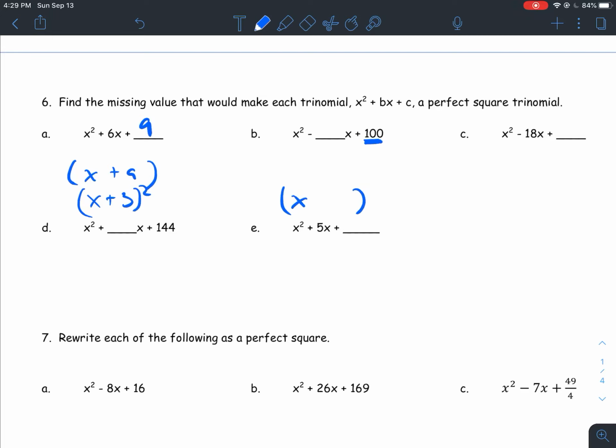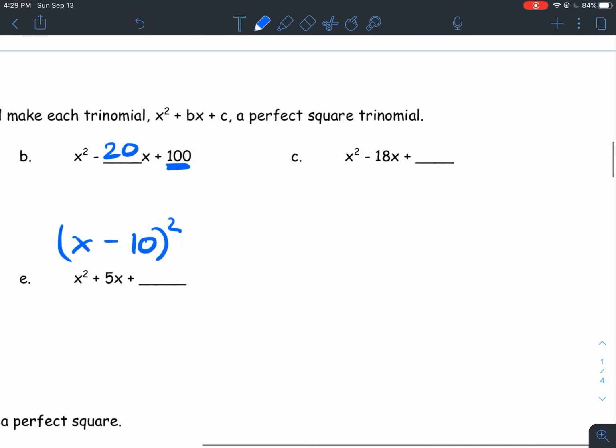Here, we know that this term is always your a squared. So if our a squared is 100, that means that our a is 10. And since there's a minus sign, that tells us it's going to be a minus. And the middle term is always 2 times a, so it's going to be 20.